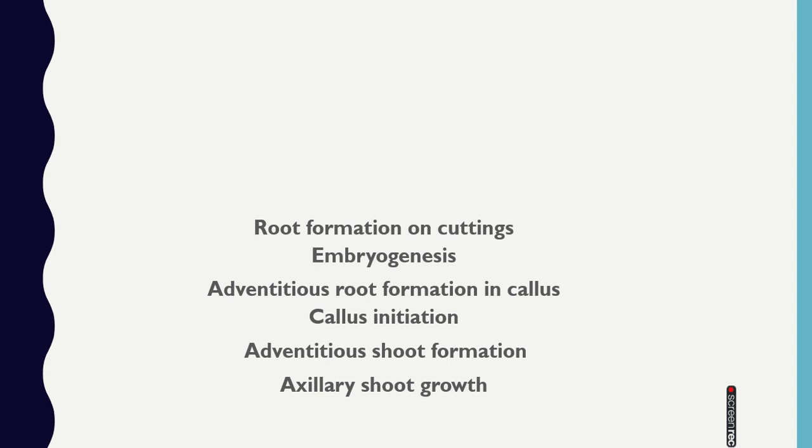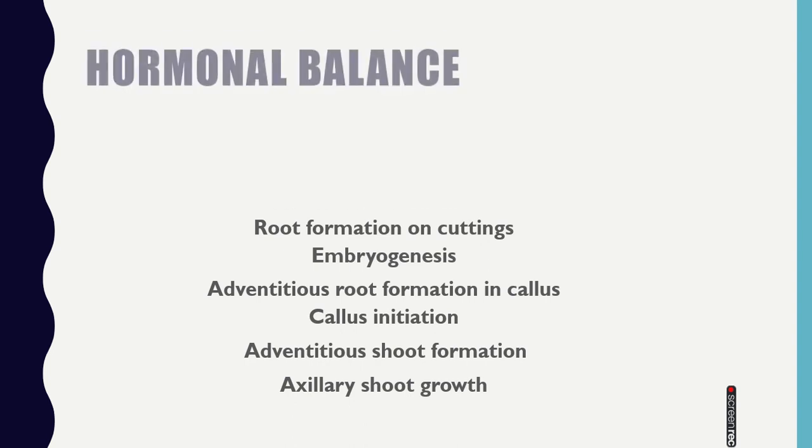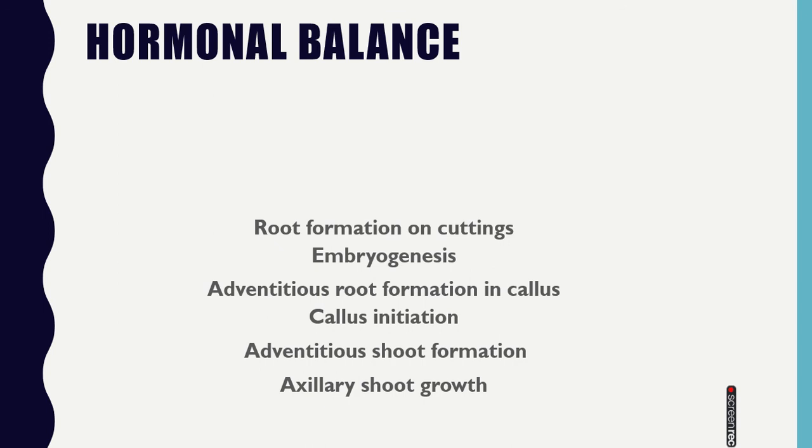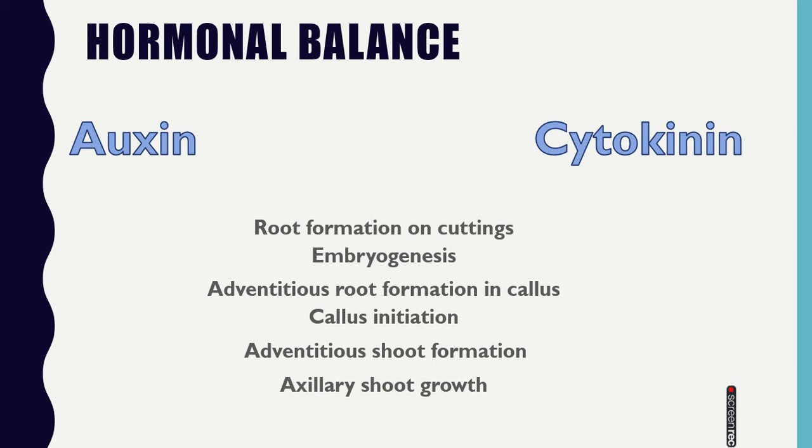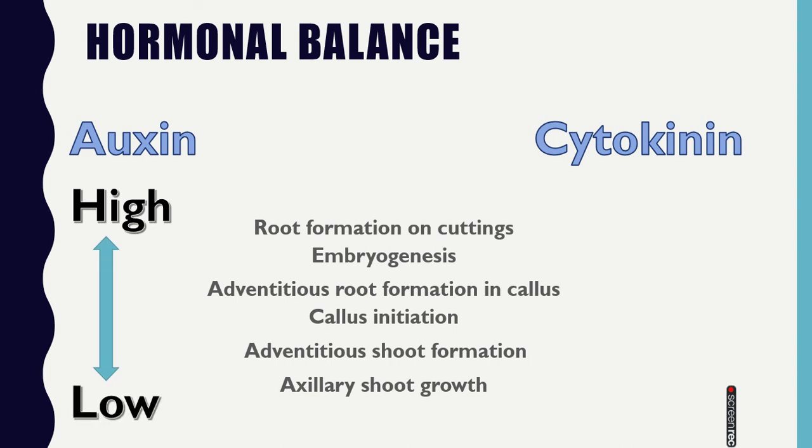Now these characteristics, that is root formation on cuttings, embryogenesis, adventitious root formation in callus, callus initiation, adventitious root formation, and auxiliary shoot formation or growth, are controlled mainly by hormonal balance. It has various quantities of auxin and cytokinin. A high quantity of auxin produces root formation, and a large quantity of cytokinin forms shoot formation.